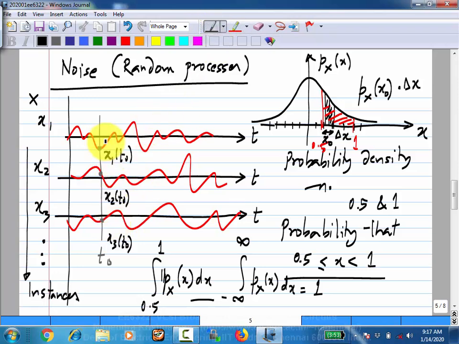Here I looked at the distribution at T0. Maybe I can look at it at some other instant T1 and plot its distribution. So this is for T0, and at T1 in general you could get a different distribution. It's not necessary that they will all be the same, but it turns out for a lot of processes that we have, it will be the same.